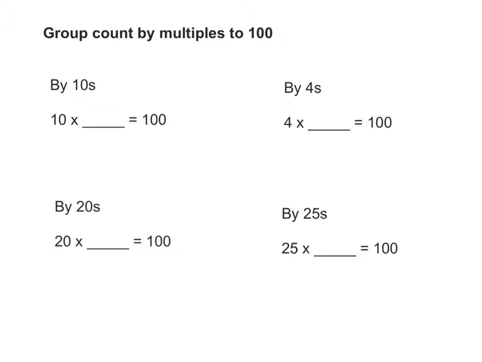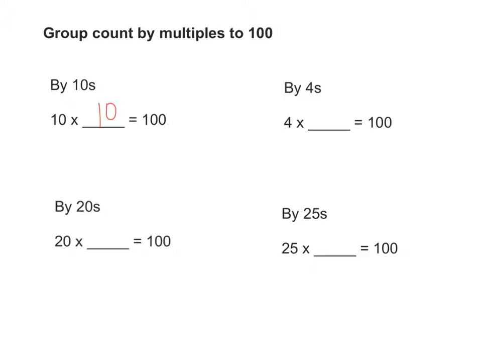If we're going to skip count by tens, it goes 10, 20, 30, 40. Let's do that together. Ready? Go. 10, 20, 30, 40, 50, 60, 70, 80, 90, 100. How many times did we have to skip count before we got to 100? 10. So therefore, 10 times what? 10 equals 100. Okay? So 10 copies of 10, we have to skip count by 10 times to get to 100.